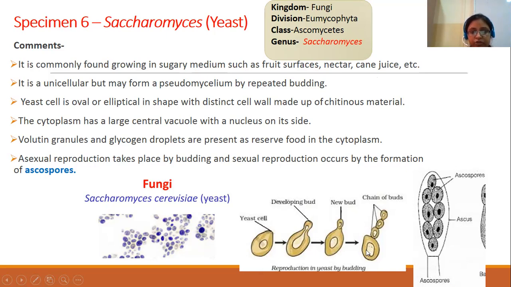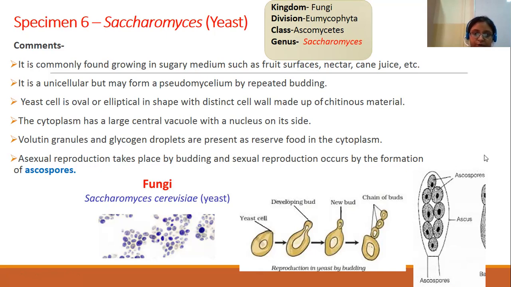Here the asexual reproduction occurs by means of budding. Here you can see this is the parent yeast cell. On one side of this, a small bud grows. This bud grows, and again a chain of buds appears. Each of these buds will separate from each other as well as from the parent body, and each will grow into a new unicellular yeast. So in this way asexual reproduction is done.